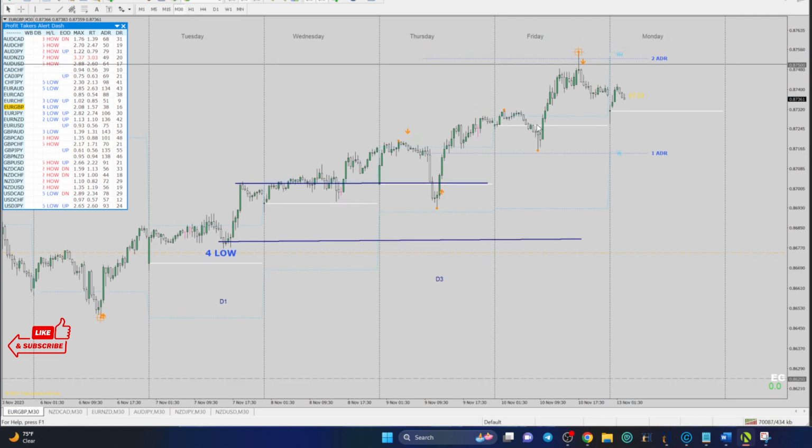So again, we want to wait for prices to come back. So you can see the open and you can see the blue tracer, and those are the areas where we want to take our entries. All right, and that's day 4.